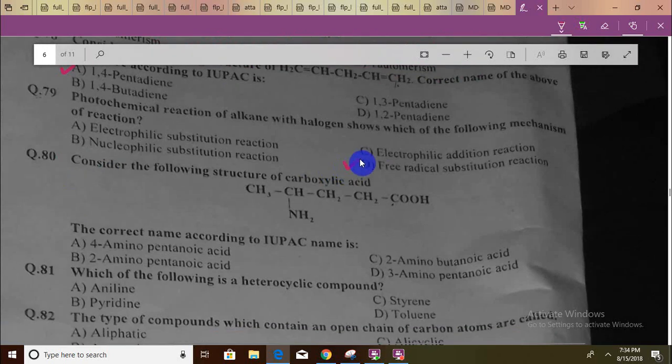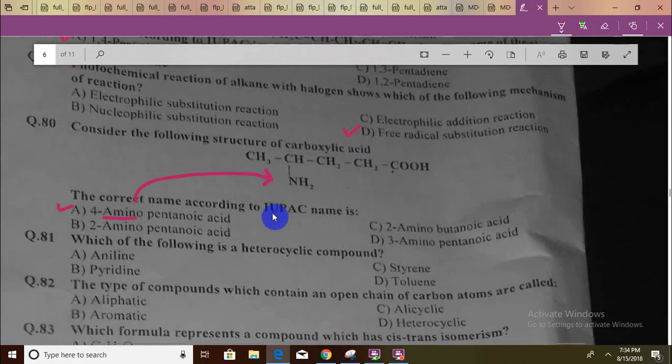You need to consider the following structure: the carboxylic acid. What is the correct name? We start from this: 1, 2, 3, 4, 5. So it's going to be pentanoic acid. This one is not possible. Naming should start from over here: 1, 2, 3, 4. So it's 4-amino pentanoic acid, and this is the name given to an amine when being a subsidiary group.